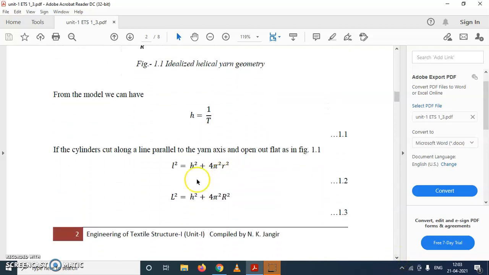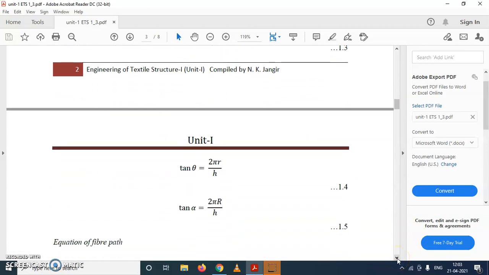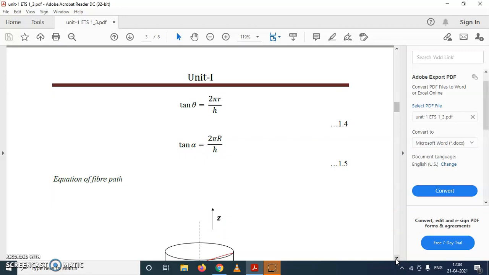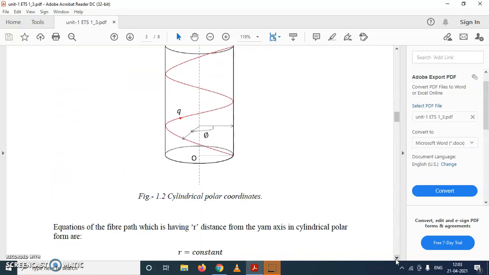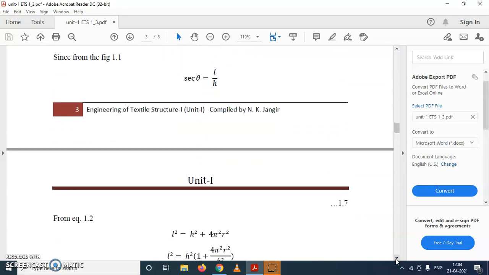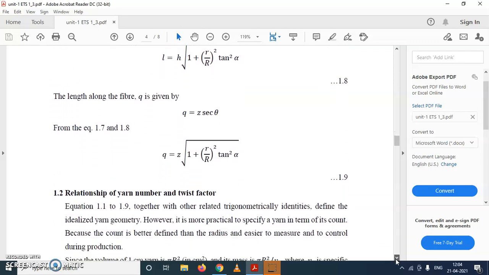Okay, now next, according to the Pythagoras relation, L square is equal to h square plus 4 pi square r square for both the rectangles. This is tan theta is equal to 2 pi r upon h, and tan alpha is equal to 2 pi r upon h, where r is the yarn radius and h is the inverse of turns per centimeter. So you need to remember these small relations to understand and to calculate various numericals we'll share in the next few classes. Okay, now this part is not that important, so we'll move on.